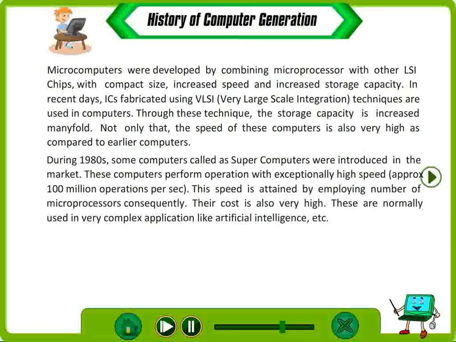During the 1980s, some computers called supercomputers were introduced in the market. These computers perform operations with exceptionally high speed, approximately 100 million operations per second. This speed is attained by employing a number of microprocessors. Their cost is also very high. These are normally used in very complex applications like artificial intelligence, etc.